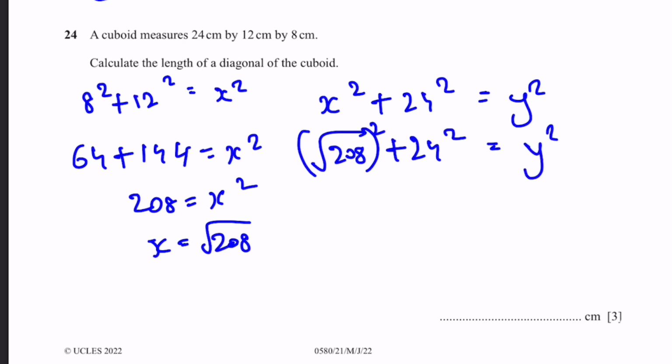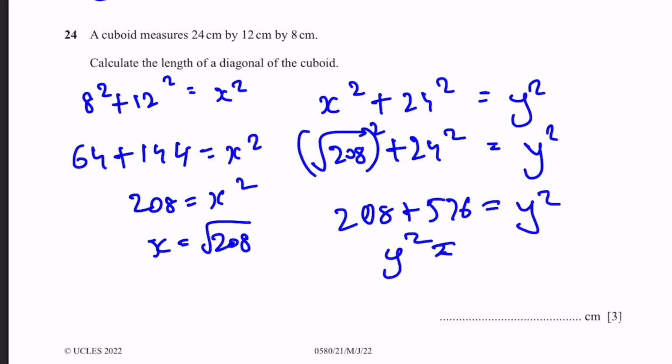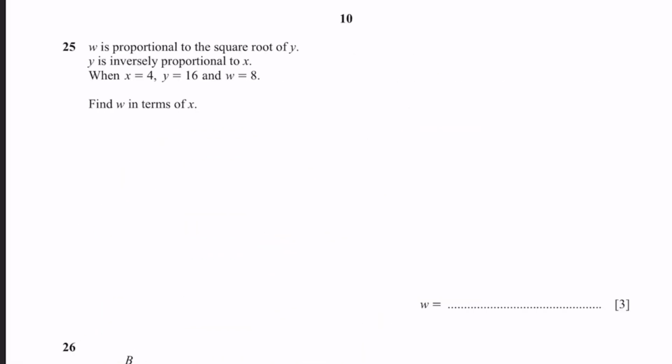So that's equal to y squared. 208 plus 576 is equal to y squared. Y squared is equal to, when we add up 576 and 208, that becomes 784. That means that y is equal to the square root of 784, which becomes 28 centimeters. That's the answer. Question 25.